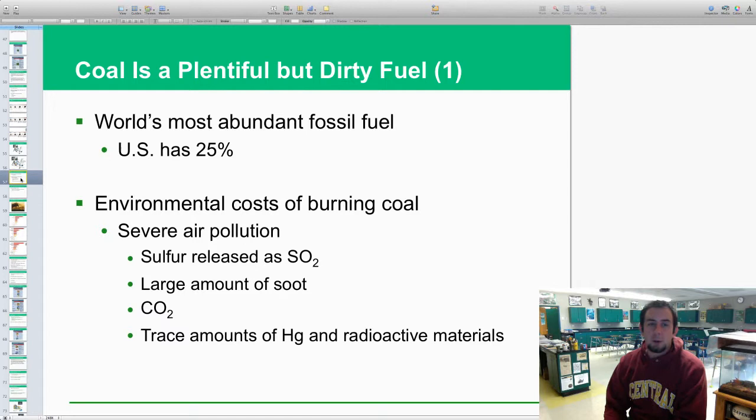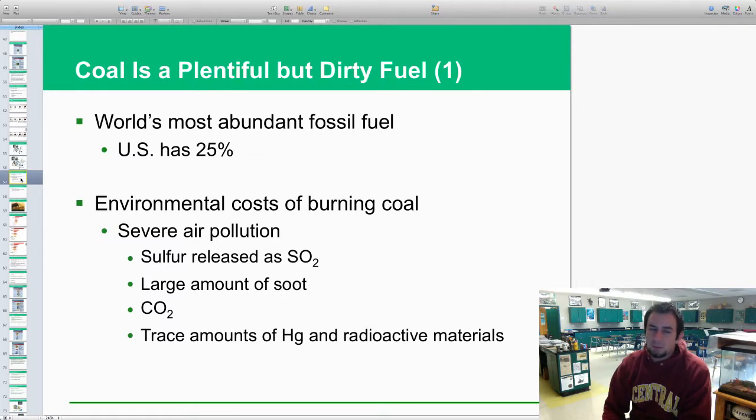Coal is, again, the world's most abundant fossil fuel. The U.S. has 25% of it. I was just watching the news the other day, and there were a couple of commercials that came on CNN about using coal: it's cleaner, we've done things better in coal and using coal, and we have a lot of it in the United States, so let's keep using coal.